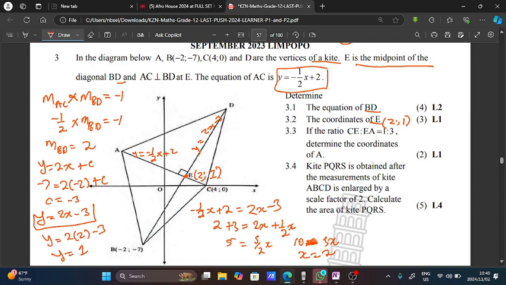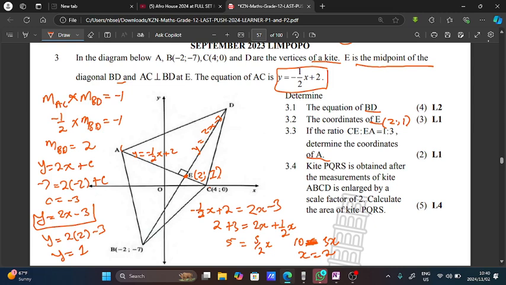If the ratio CE to EA is 1 to 3, determine the coordinates of A. Where is A? A is here. Now they are doing maths here. They are saying the distance of CE, what is CE? The distance of this one is to EA as 1 is to 3. Now they want the coordinates of A. Anyone with the idea?